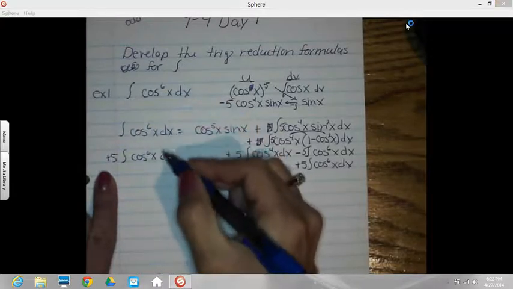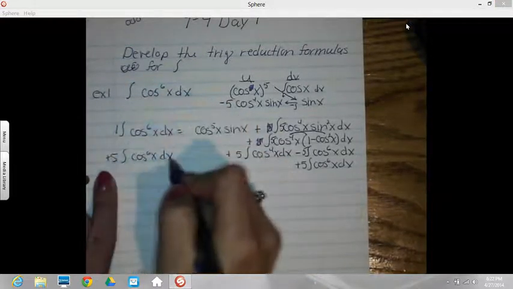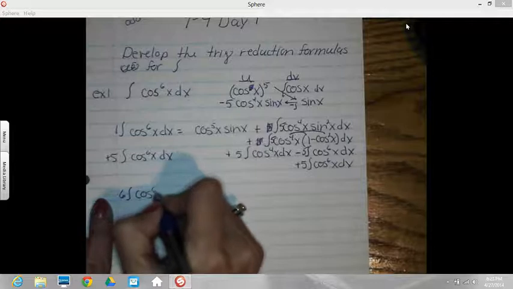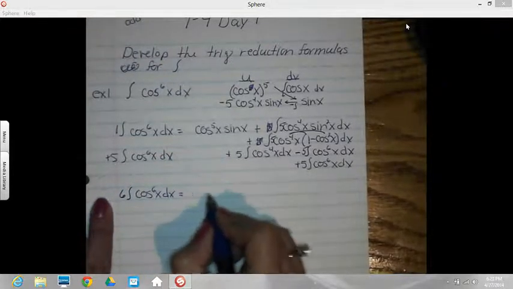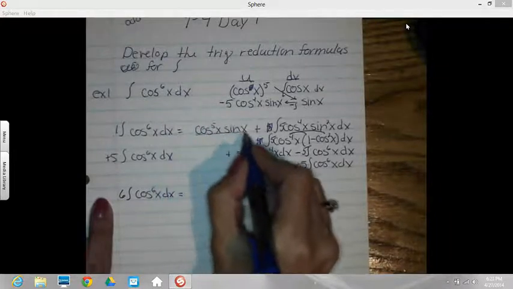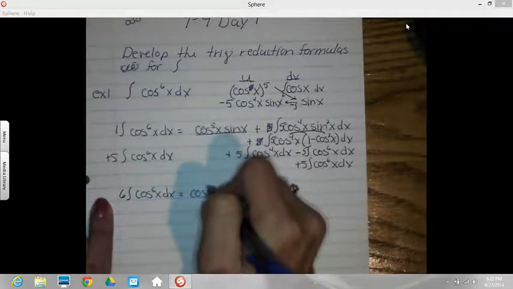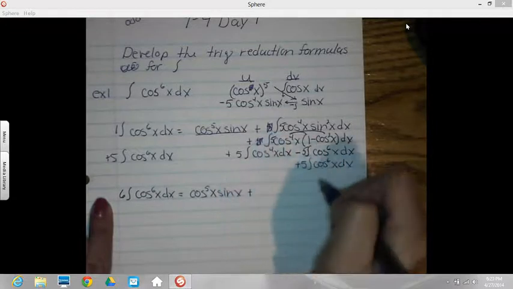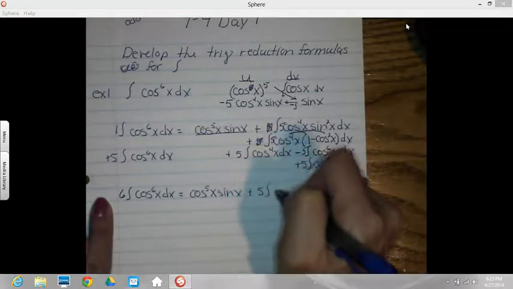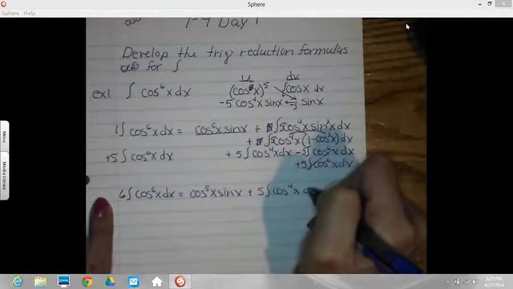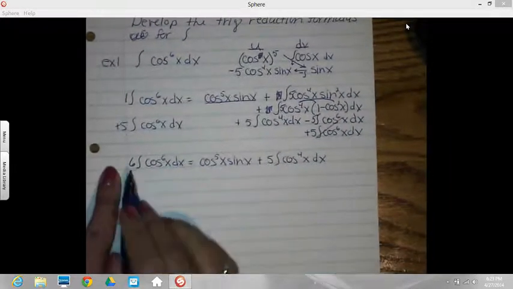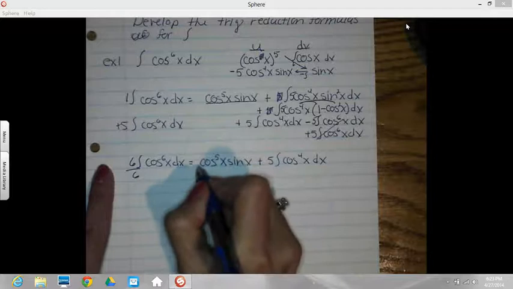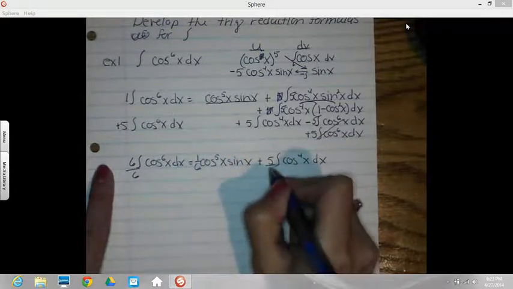Recognize these as like terms. I've got one of these plus 5 more of these, giving me 6 integral cosine to the 6th x dx equals, and at this point I want to write out everything that I have, so I'm back here at my beginning. Cosine to the 5th x sine x, and then plus, because that canceled, 5 integral cosine to the 4th x dx. And the only thing I have left to do is get rid of my 6 by dividing everything by 6. Divide by 6 gives me a 1/6 here, and then a 5/6 here.